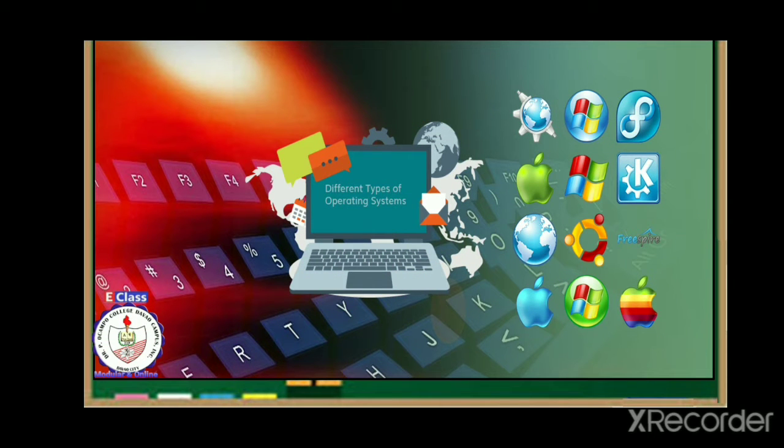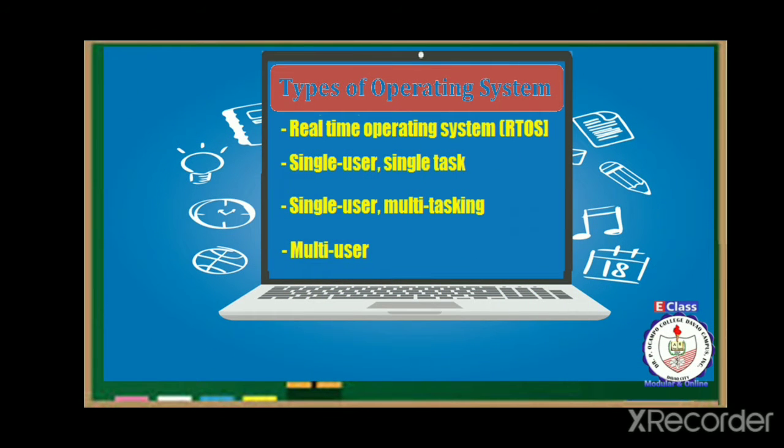The different types of operating system: one is the real-time operating system, or RTOS. This is used to control machinery, scientific instruments, and industrial systems. Next is the single user, single task. As the name implies, this operating system is designed to manage the computer so that one user can effectively do one thing at a time.